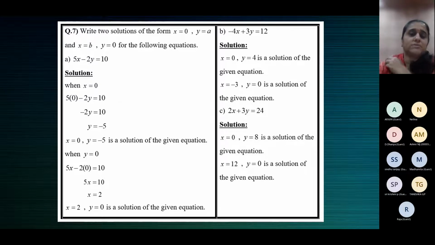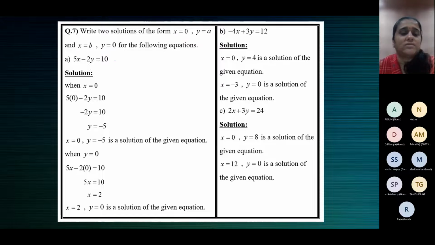Okay, so see here, we'll do this now in the class. Write two solutions of the form x is equal to 0, y is equal to a, and x is equal to b, y is equal to 0 for the following equations. You'll have to give two solutions. This x and y is one solution, and this x and y is the other solution. The two solutions must be of this form.